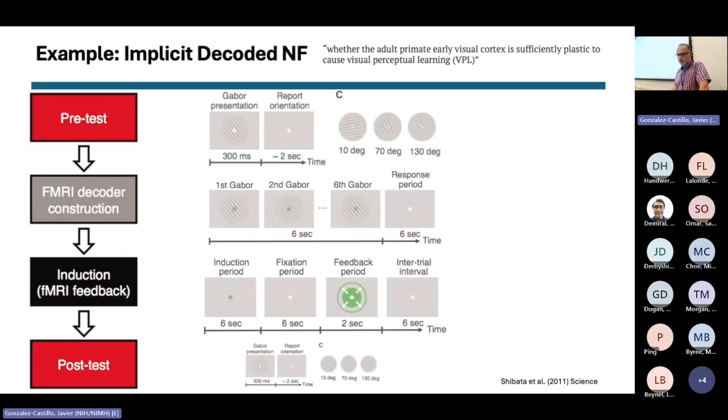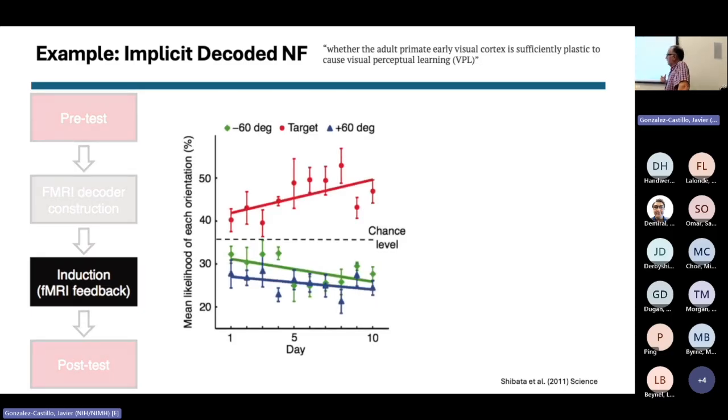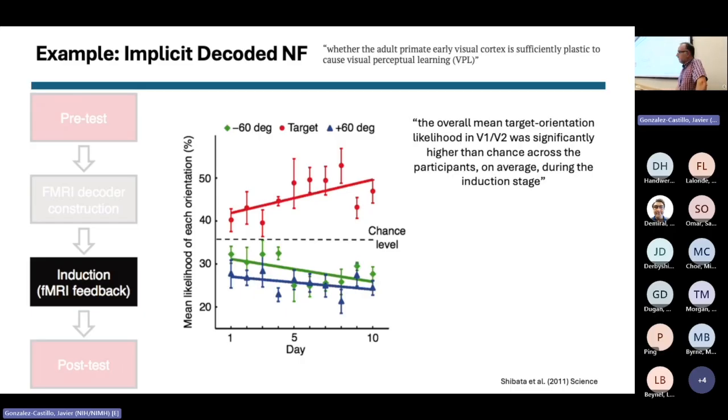So, okay, let's go step by step. That's the whole experiment. So what is the first thing they do? They look at the propensity of subjects having the pattern of activity associated with one of the orientations as the days of neurofeedback progress. What you can see is that only for the orientation that is the target for one particular person, that might be 10 degrees for one person, 130 for another, is the probability of that pattern actually happening increasing as more neurofeedback sessions happen. For them, what this says is that the overall mean target orientation has a higher chance than any of the other ones.